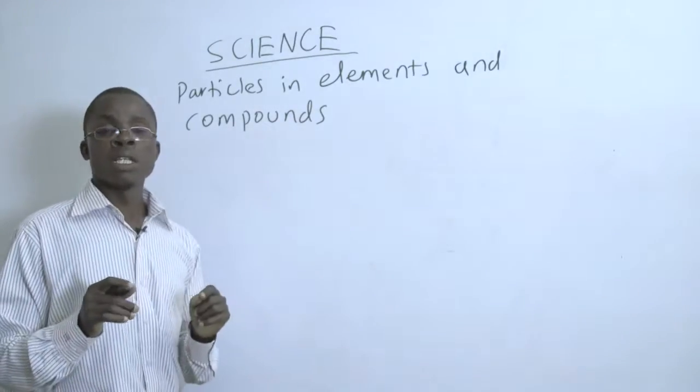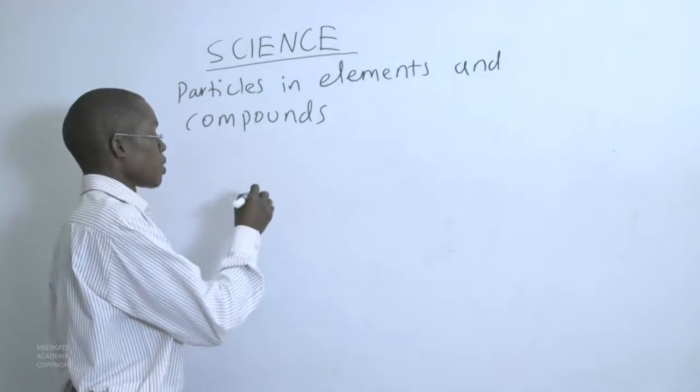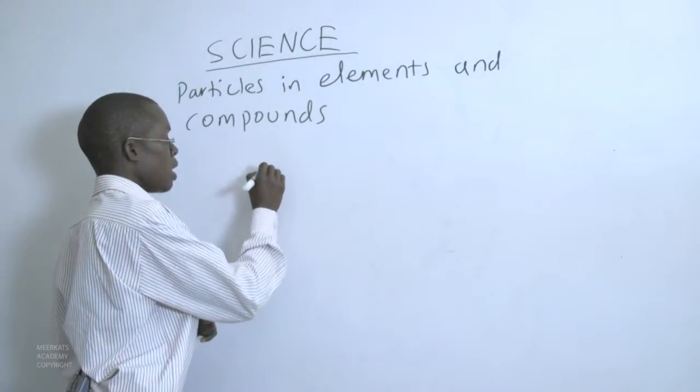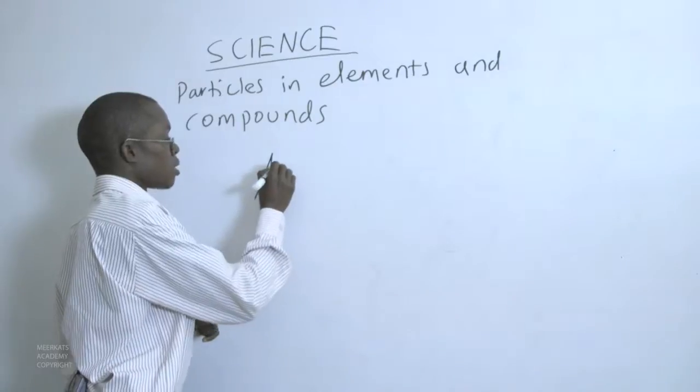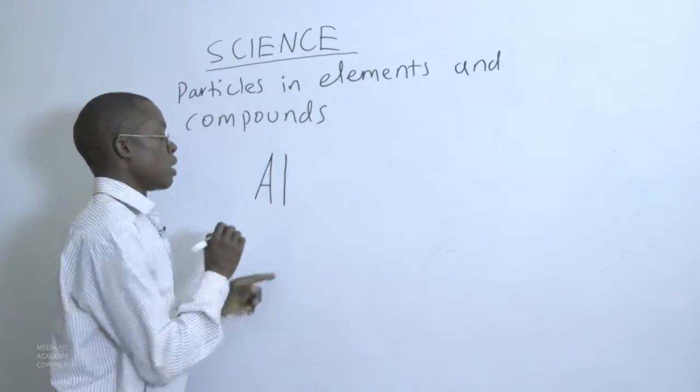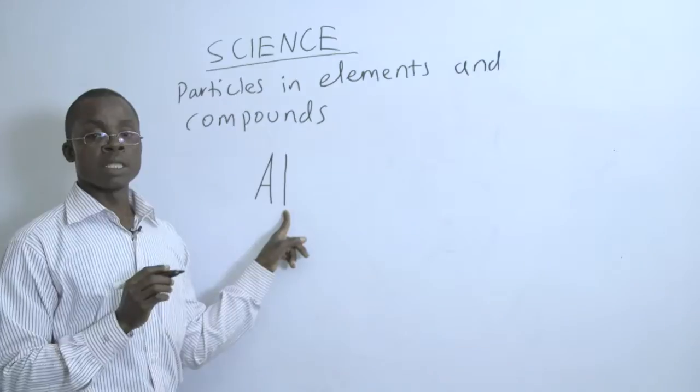So how do we write this metal aluminium? Aluminium is capital letter A, small letter L. The same, the L is just 1.